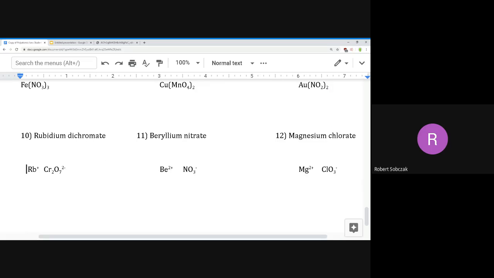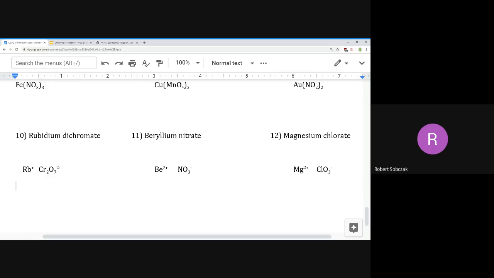And then last row right here, to start off, we've got rubidium dichromate. Rubidium is nice because it only has 1 charge. We crisscross. This 2 from dichromate flies down and attaches to the rubidium. Dichromate, this one has so many subscripts. Luckily, we only need 1 dichromate ion because the charge of rubidium is only +1. So we have 2 rubidium ions and 1 dichromate ion.